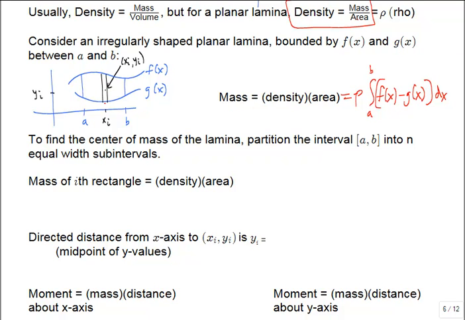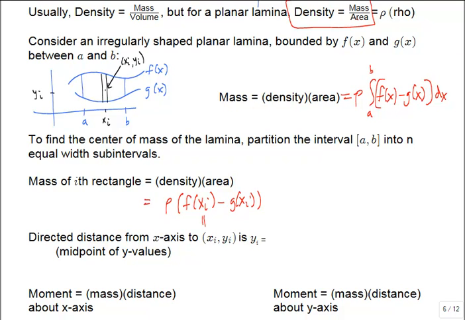So the mass of that ith rectangle is going to be its density, which again is our rho, times the area of that little slice. The density is our rho, and our area is going to be the area of this rectangle, which is its height times its width. Its height is this top function's y value minus the bottom function's y value. That would be that vertical distance. So we could write that as f of x sub i minus g of x sub i. So that vertical height right there is just the top function minus the bottom function at x sub i.